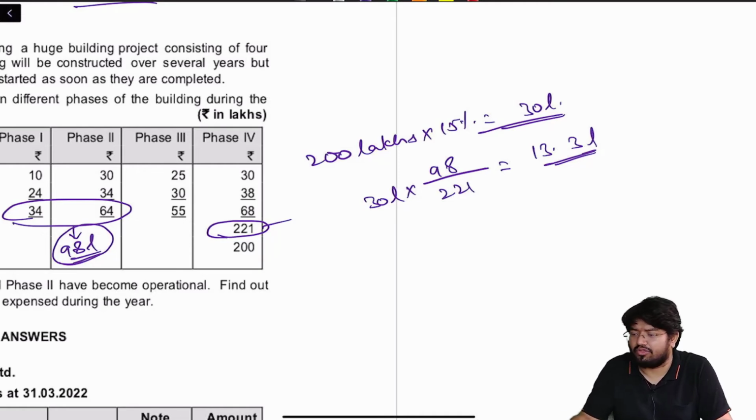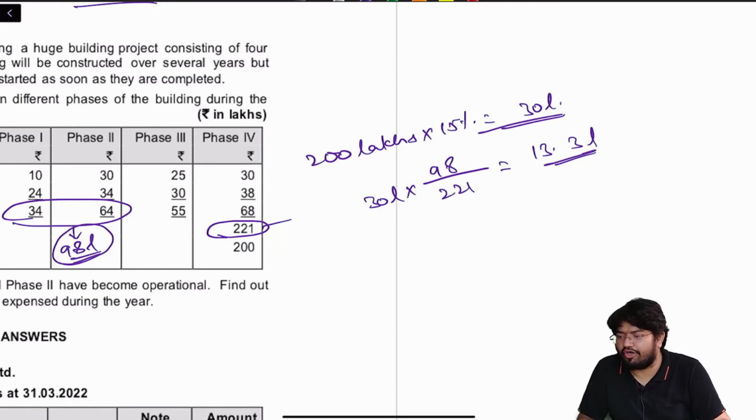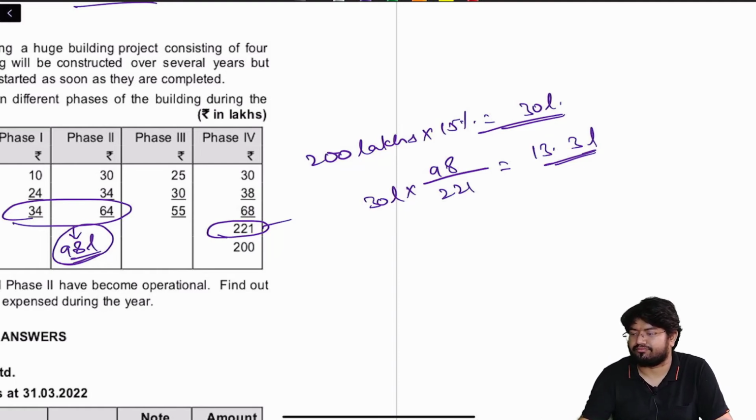Interest on the remaining phases, the third and fourth phases, is what you are not going to recognize now. So how much are you going to capitalize in this? Sir, 13.3 into 40 by 98, sir.